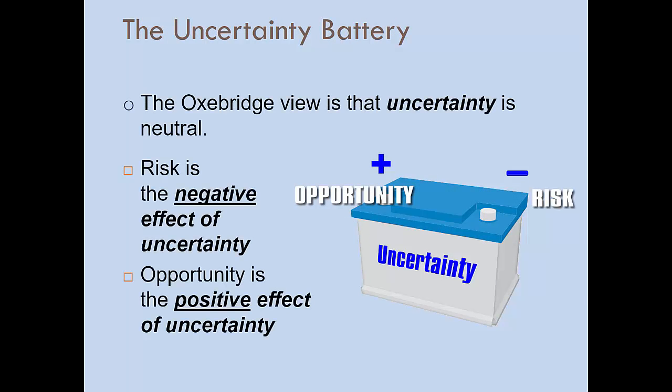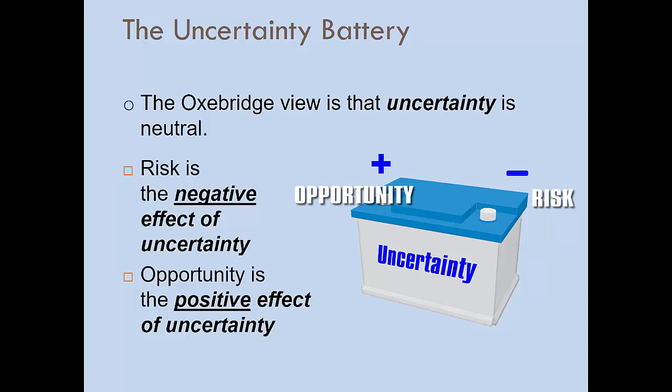So instead, what I did was I came up with something I call the uncertainty battery model, and I view uncertainty as neutral, all right? If a battery is comprised of two poles, positive and negative, risk is the negative effect of uncertainty, and opportunity is the positive effect of uncertainty. So let's think about that for a minute. Uncertainty doesn't care what you think of it, but your perception of that uncertainty will determine whether you think it's good or bad. And if it's bad, it's a risk. If it's good, it's an opportunity.